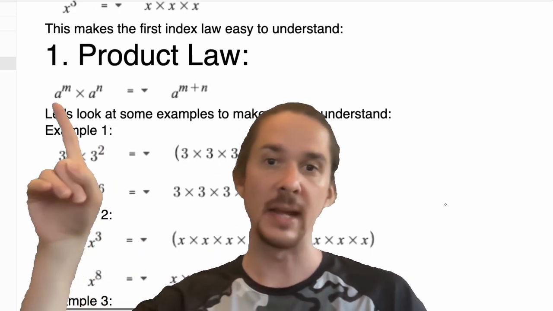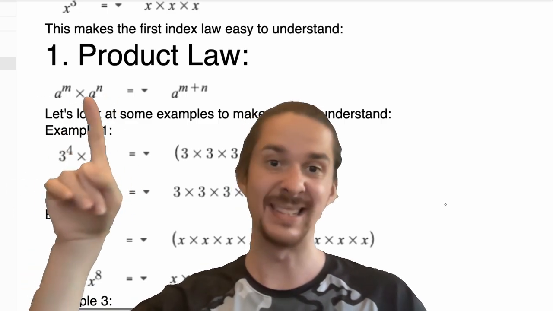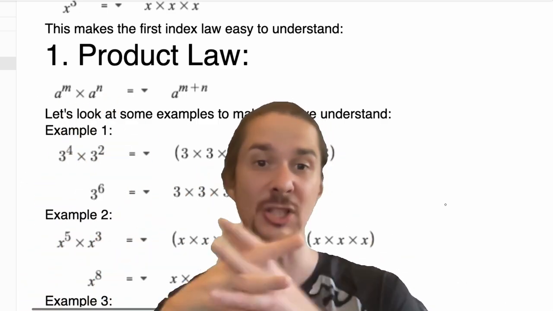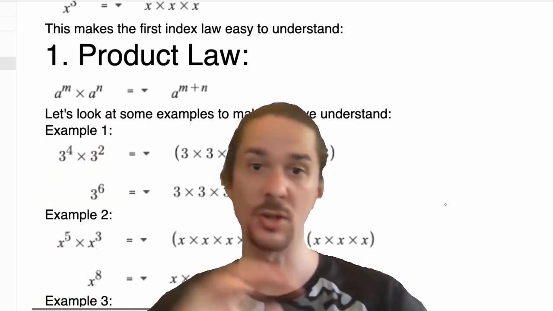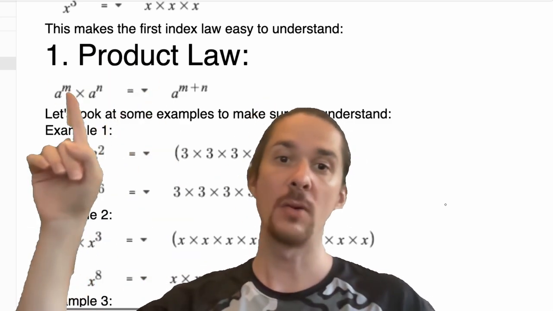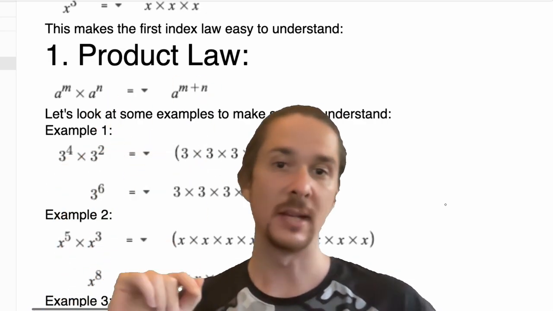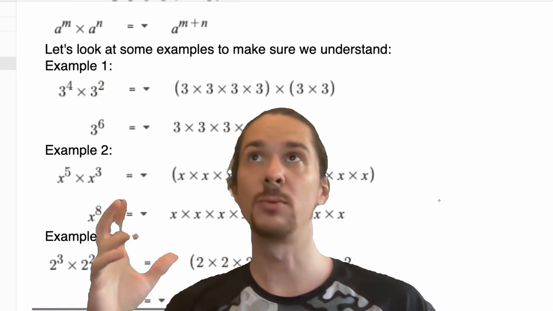So if we have a to some power times a to another power, now it's really important you pay attention. The a's have to match. If the base number is not the same, this law does not apply. So if we have a to the power of m times a to the power of n, we just add those powers together. So let's look at some examples to explain that.